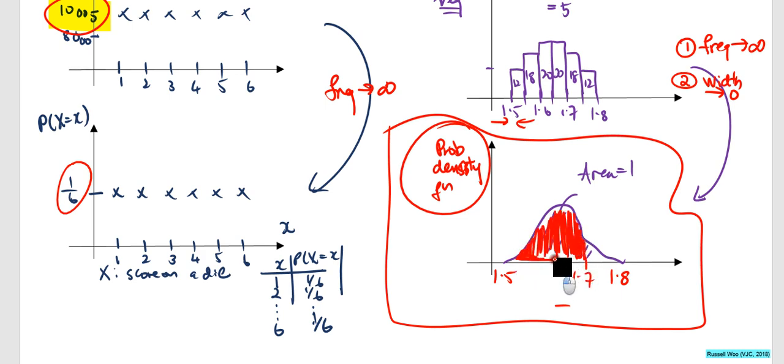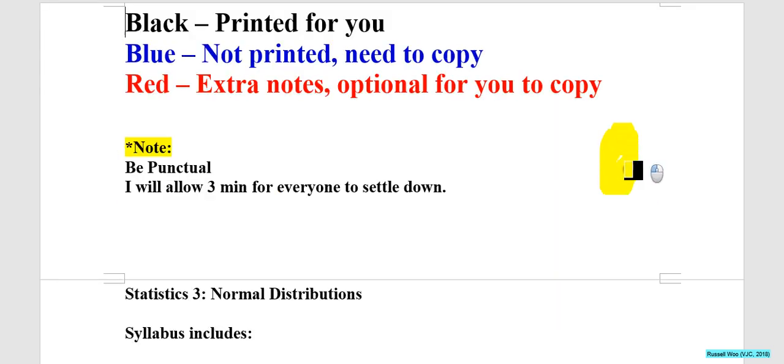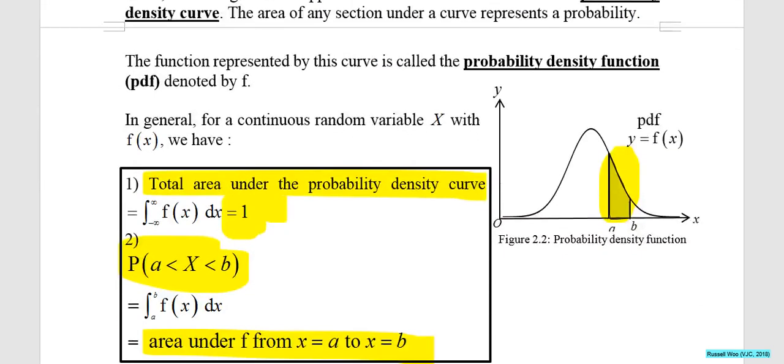This area is actually the probability X is between 1.5 and 1.7. Area represents probability now. Why? Because total area is 1. Make sense? So, second point here, area under the graph is actually probability. So let's look here. Area now represents probability. Got it? Yes? Good.